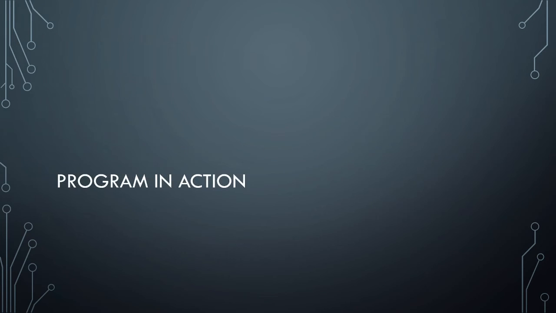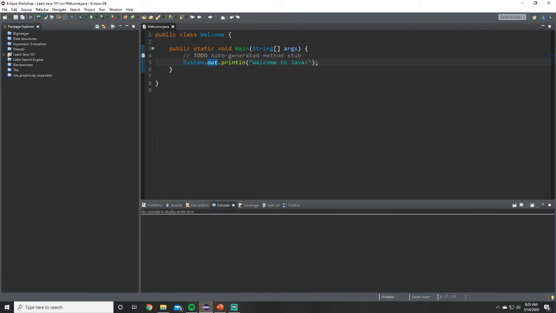So we're just going to go see the program in action. This is my program. Public class Welcome, public static void main, String args, the arguments that can be passed in when you start running the program. Then we have our System.out.println("Welcome to Java"). If I go ahead and just run this program, it prints out "Welcome to Java," which is exactly what we said it would do.